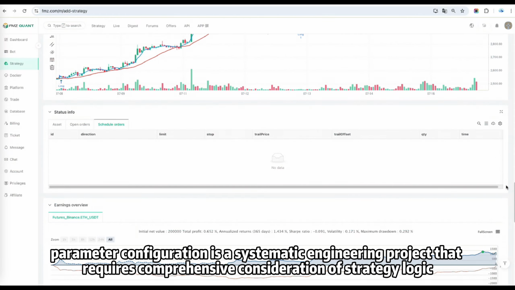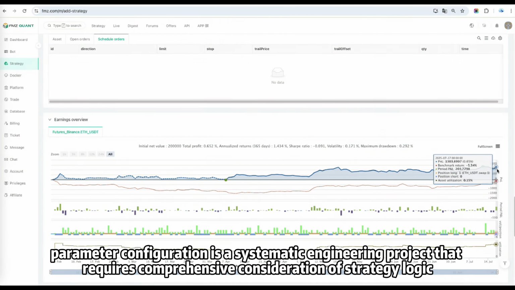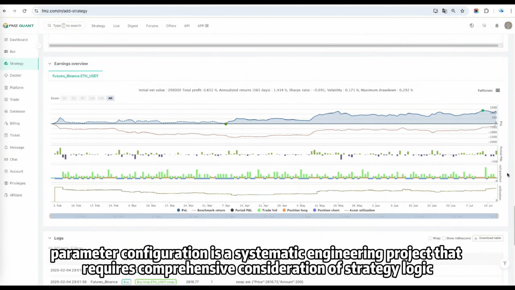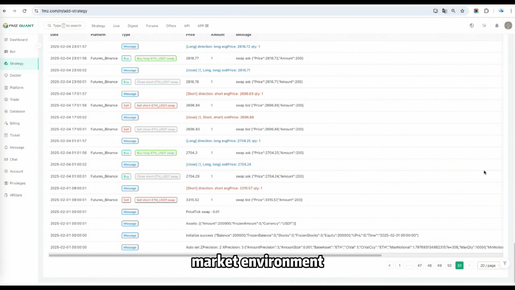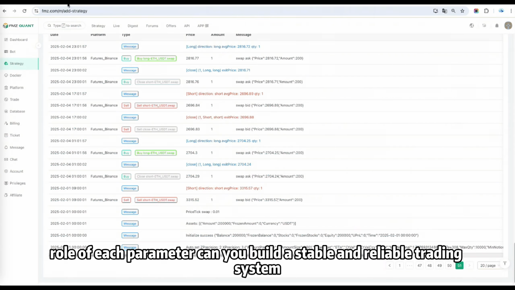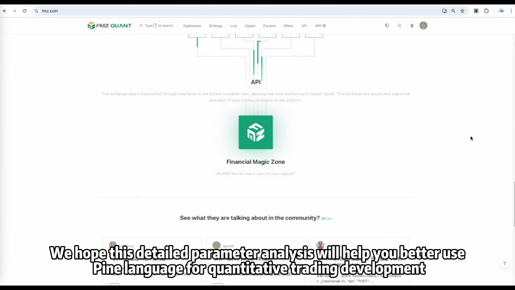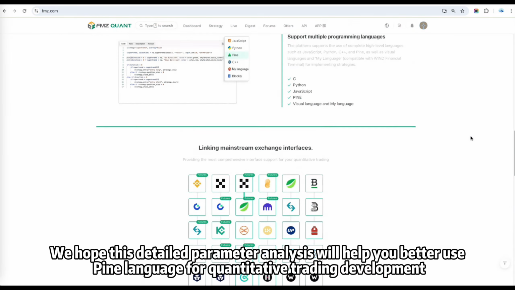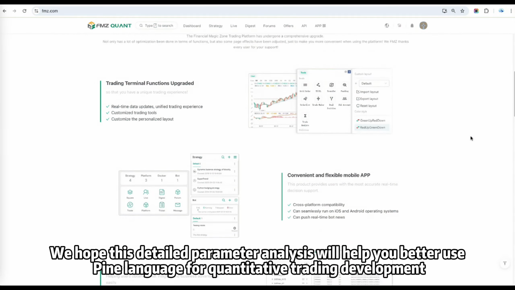Remember, parameter configuration is a systematic engineering project that requires comprehensive consideration of strategy logic, market environment, risk tolerance, and other factors. Only by deeply understanding the meaning and role of each parameter can you build a stable and reliable trading system. We hope this detailed parameter analysis will help you better use Pine language for quantitative trading development.